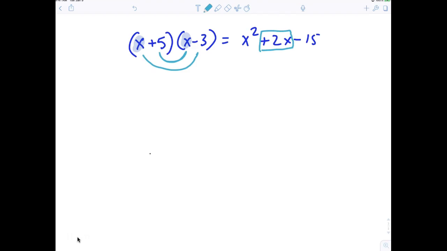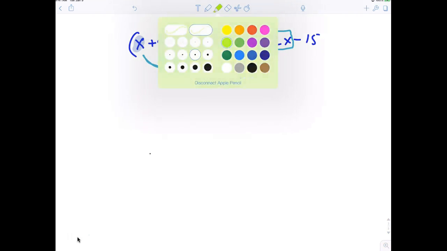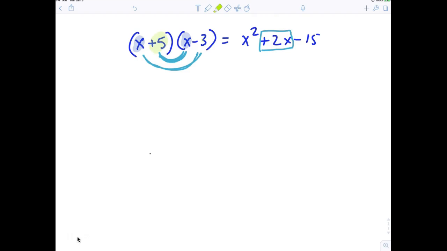We say two smiley faces there. You can visualize that and combine those in your head. Now you can do all the multiplication in your head, if you can remember that. Because the last term, negative 15, is from positive 5 times negative 3, which is negative 15. That's what we're looking at.